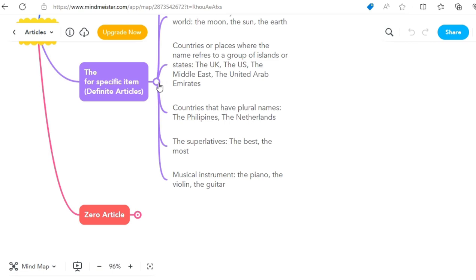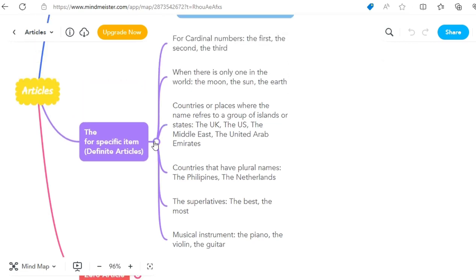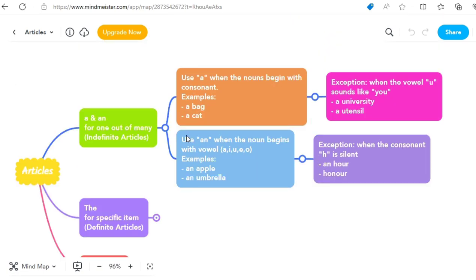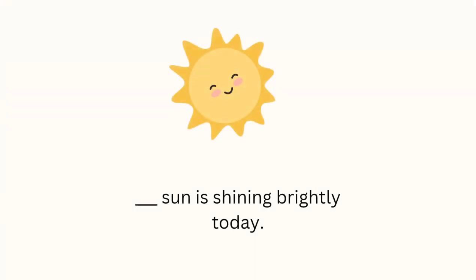So that's the explanation about the articles a, an, the, and zero article. Next time, let's be more careful in using articles in our speaking or writing. Now is the practice time. You may pause for a while to answer the questions and then check the answers after that.